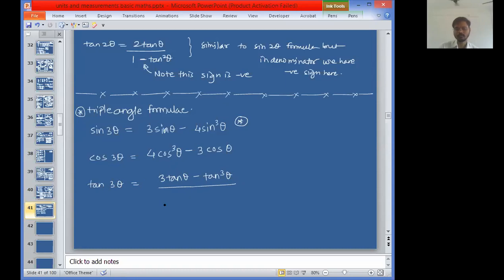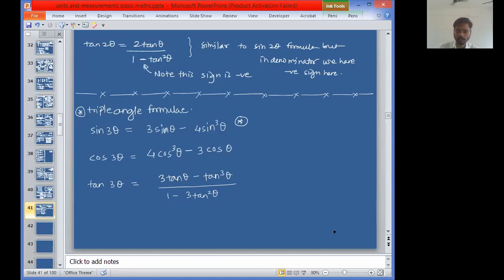But even though there is no trick to remember this formula, we will try to remember it. Just note that these are rarely going to be used. Okay. 3 tan theta minus tan cube theta upon 1 minus 3 tan square theta. Okay, these are the triple angle formulae.